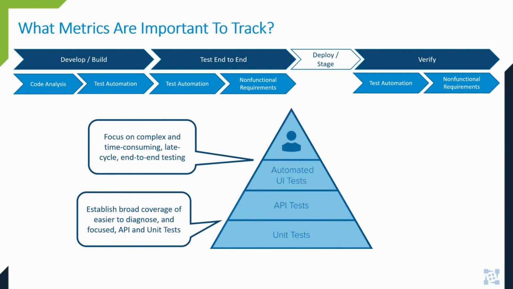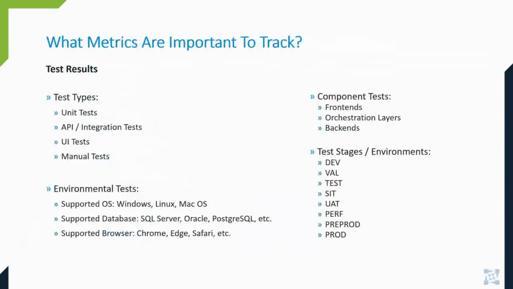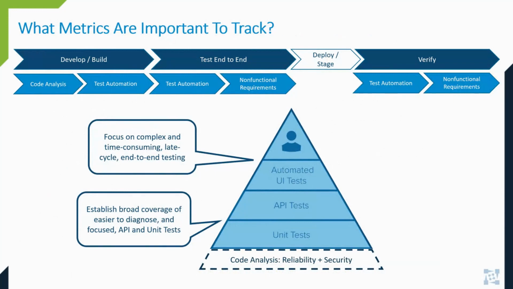And here underneath the pyramid, where you've shifted furthest to the left, and developers are writing code, we have code analysis, and this helps developers identify those security and reliability issues as they're coding and as part of continuous integration. And so this is really how organizations can follow this pyramid as a blueprint to help them create that test automation strategy that's scalable.